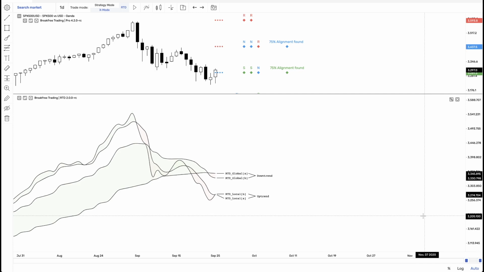I know a lot of people make good money on X mode, and also strategy mode trades played out very well. AUD CAD is an example.